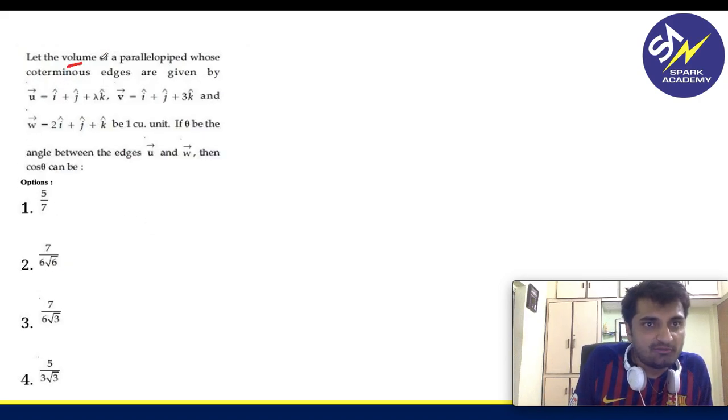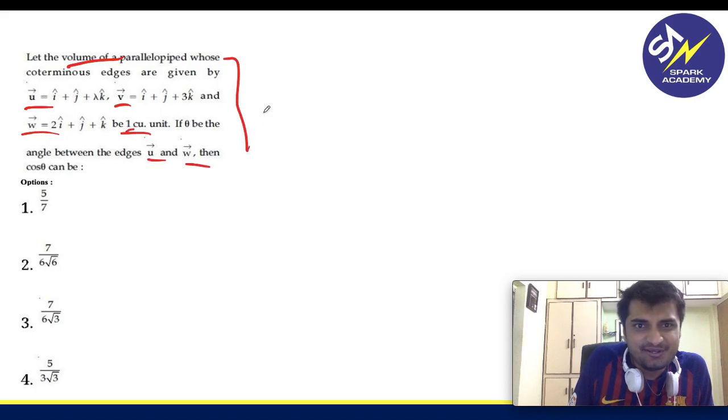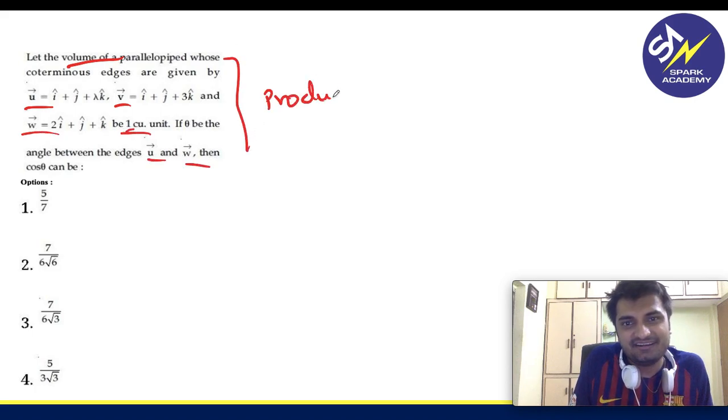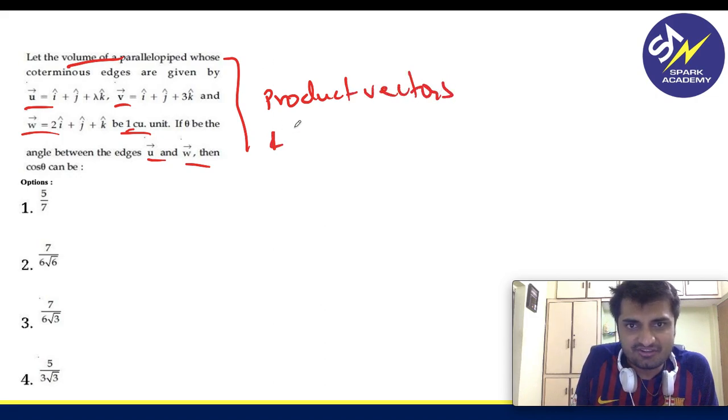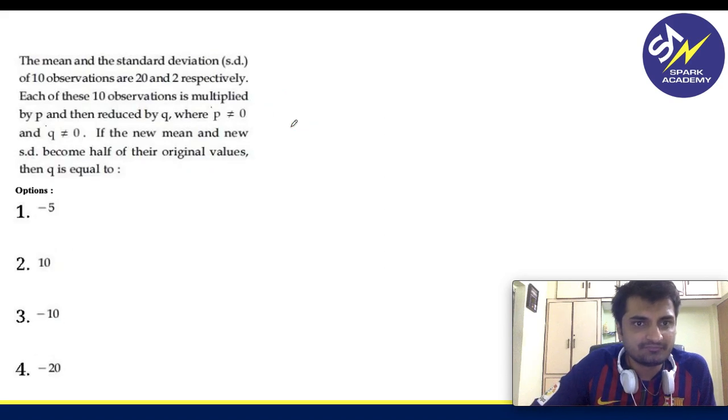Now look at this. Volume of parallelepiped is given, U, V, W is given. Then they are asking us the angle. So this is like product of vectors, right? Product of vectors, straightforward, no twist is given. So this also looks like round 1 to me.